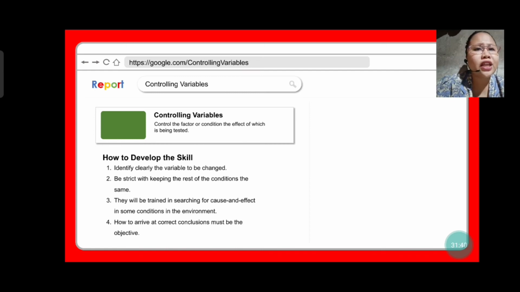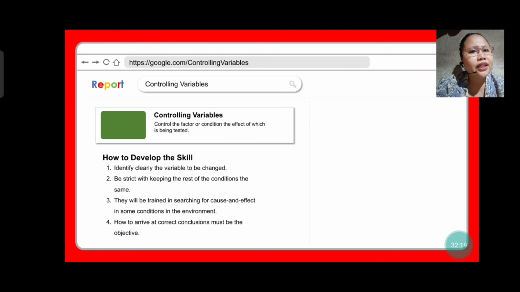So, third is that they will be trained in searching for cause and effect in some conditions in the environment. So, they will develop cause and effect reasoning. For example, if the rain is strong, then it will cause a flood. But there are some variables, so if ever the rain is strong and there is no flood, it is because the place has a good drainage system. So they will be trained in searching for cause and effect in some conditions in the environment.